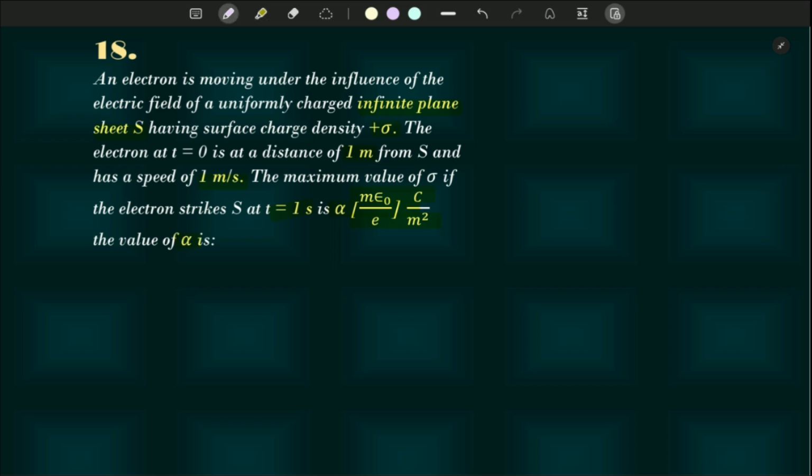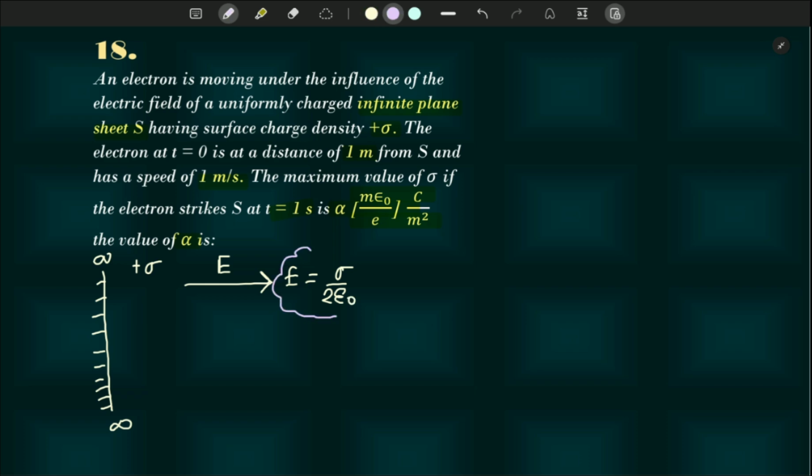So let us first draw the figure. Suppose this is our infinite plane sheet. It is given in the question that this infinite plane sheet is having plus sigma surface charge density. So this infinite plane sheet will have electric field in this direction and electric field will be E equals sigma by 2 epsilon naught. I hope you know this formula. Now suppose an electron is in this position which is 1 meter from this infinite plane sheet, and it is also told that this electron is having a speed of 1 meter per second.